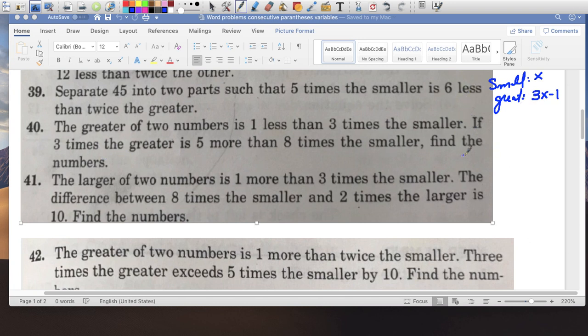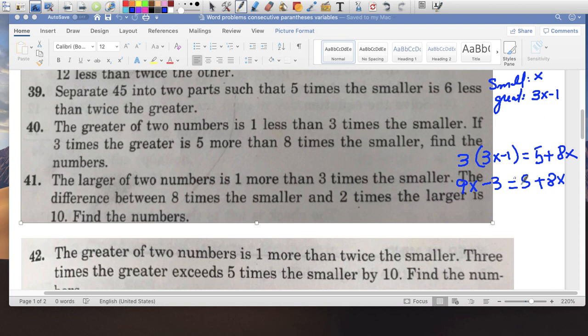If 3 times the greater number is 5 more than 8 times the smaller, find the numbers. So that's my equation once I have this established. The rest, again, is repetitive: 3 times 3x minus 1 is 9x minus 3 equals 5 plus 8x.